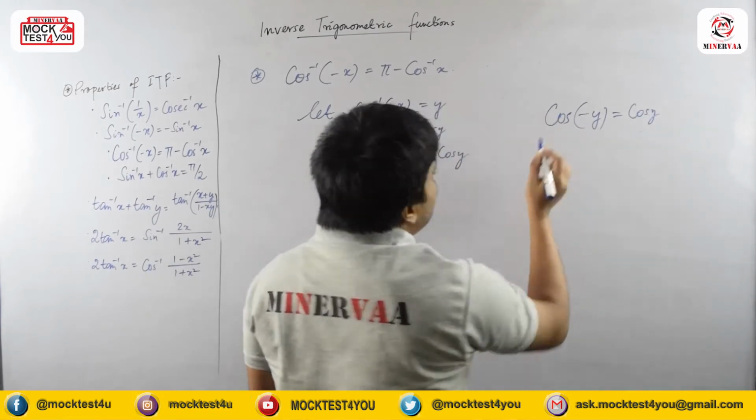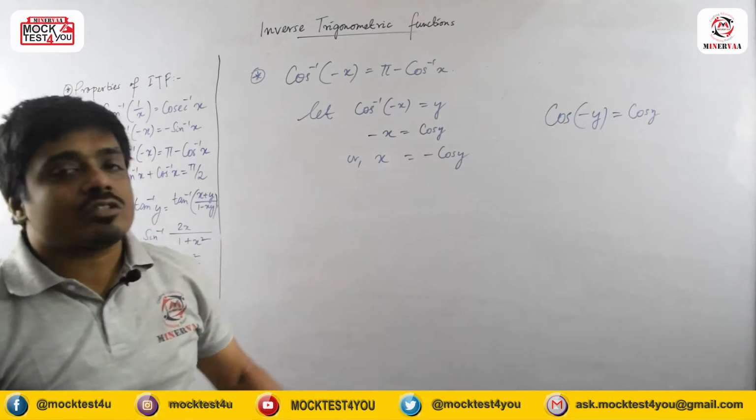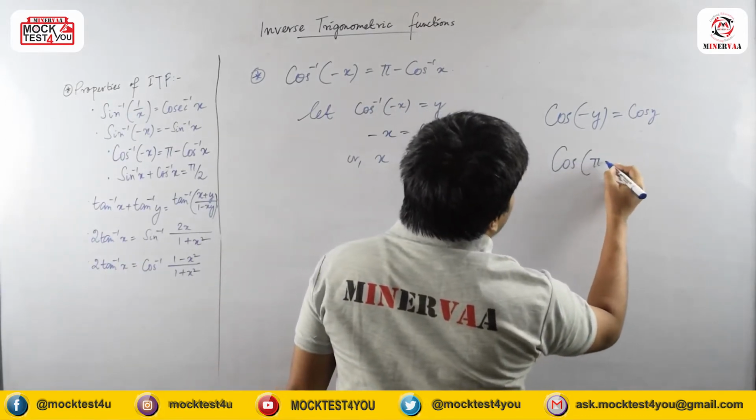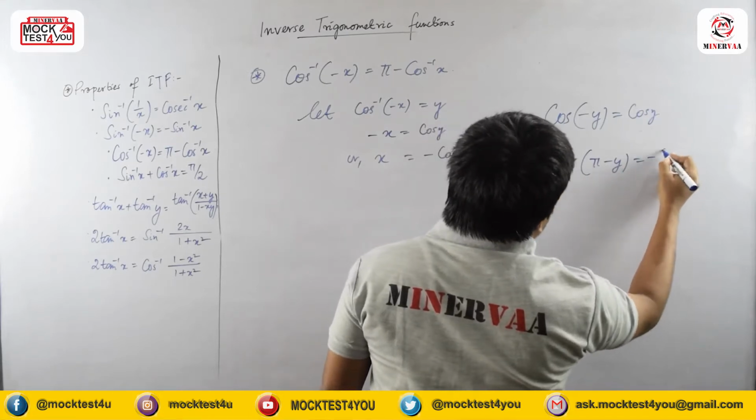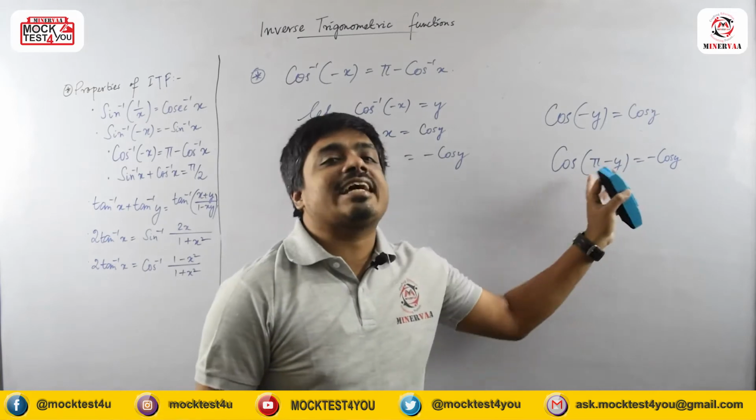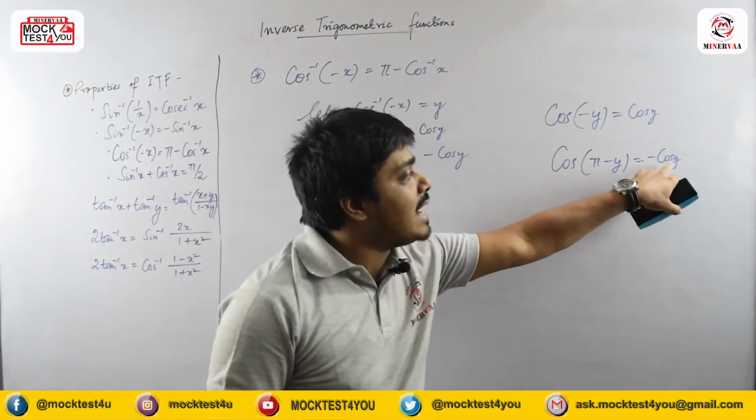So we cannot use this formula in here. So what I will do, in place of minus cos y, what can I do? I will write cos of pi minus y. That is minus cos y. Look at here, pi minus y is what? It lies in the second quadrant, and in the second quadrant cos is negative. So it's coming minus cos y.